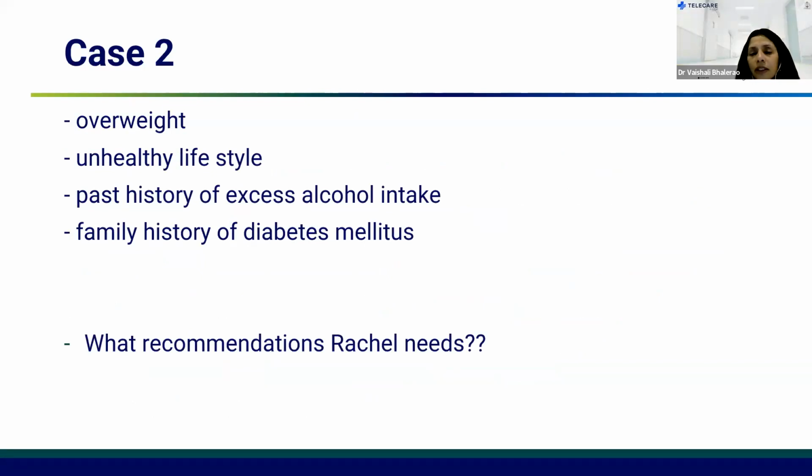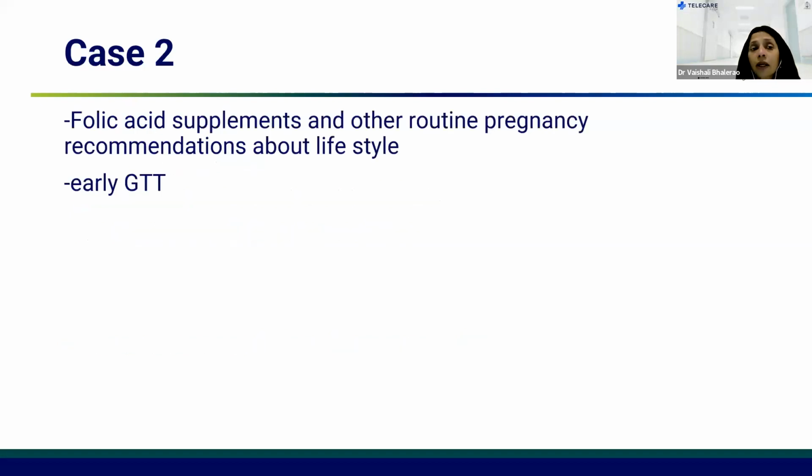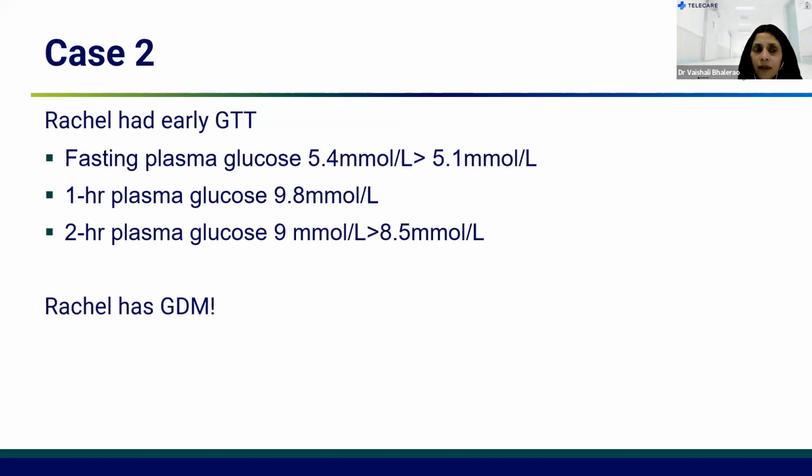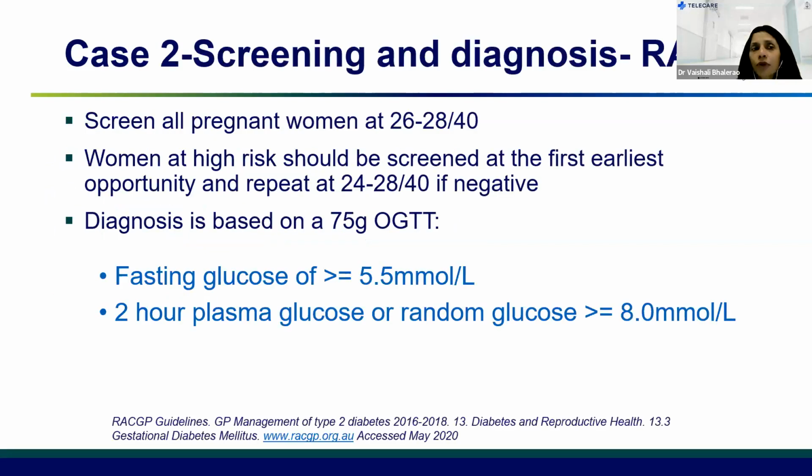So what recommendation does Rachel need? Folic acid supplement and other routine pregnancy recommendations about lifestyle, and she definitely needs a GTT. So she did have an early GTT and her fasting plasma glucose was 5.4 millimoles per liter. The cutoff is more than 5.1 millimoles per liter. 1 hour plasma glucose 9.8. 2 hour plasma glucose is 9, and the cutoff is less than 8.5. So Rachel has GDM. So how do we screen and diagnose GDM?